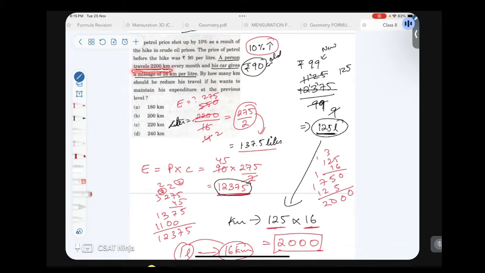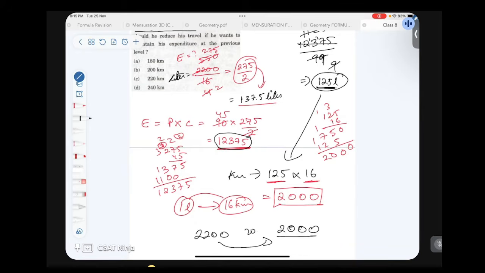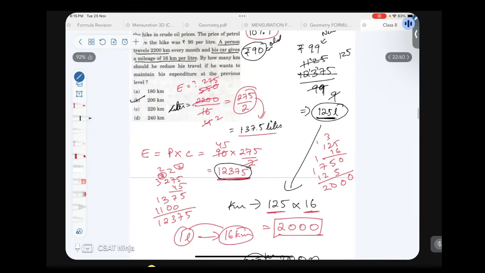But remember one thing, earlier the car could travel how much? 2,200 kilometers. That means he needs to reduce how much? Earlier he could travel 2,200 kilometers, but now with the new price of petrol, he can travel only 2,000 kilometers, which means he needs to reduce 200 kilometers. Very tricky question, which is option number B there.